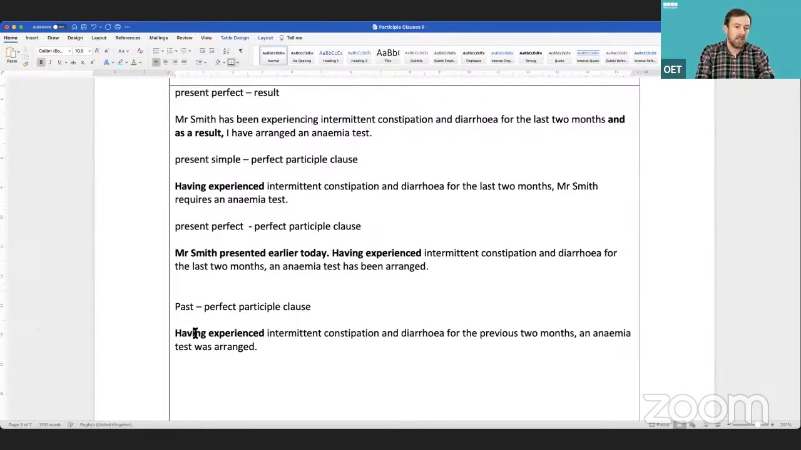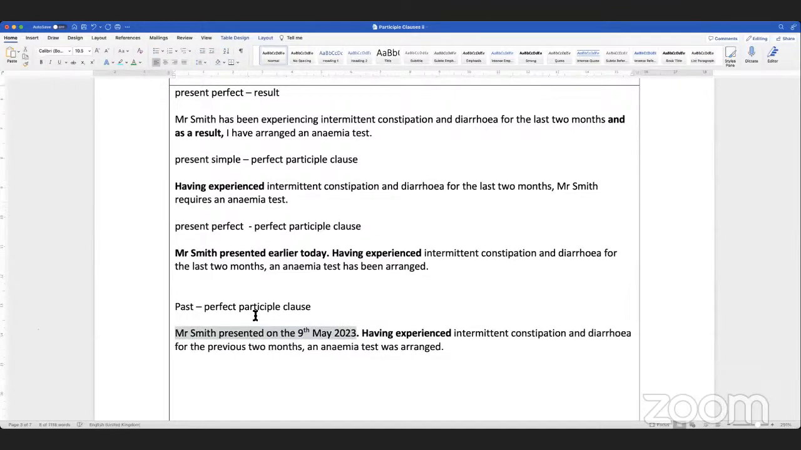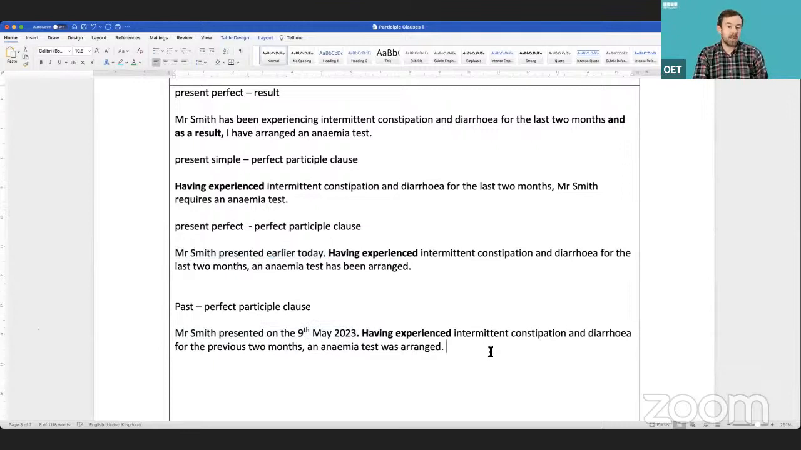Okay. In this one, it would be Mr. Smith presented on the 9th of May, 2023. So this is in the past, isn't it? We've already established what the name is, so you don't actually have to put it. This sentence is all about what happened with the anemia test.